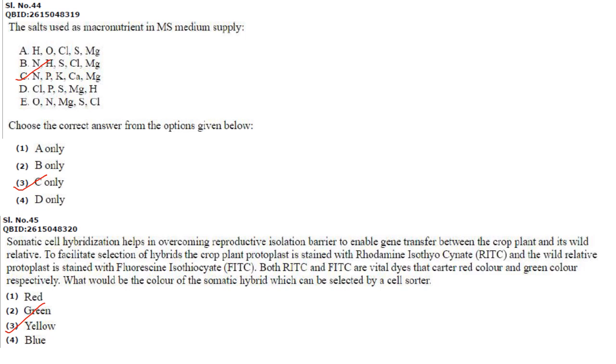Then next one. Somatic cell hybridization helps in overcoming reproductive isolation barrier to enable gene transfer between crop plants and its wild relative. To facilitate selection of hybrids, the crop plant protoplast is stained with rhodamine isothiocyanate and the wild relative protoplast is stained with fluorescein isothiocyanate. Both RITC and FITC are vital dyes that carry red color and green color respectively. What would be the color of the somatic hybrid which can be selected by cell sorter?